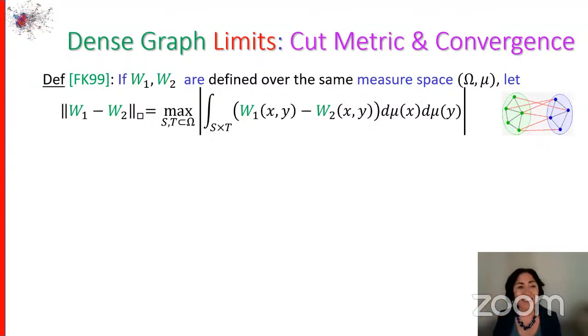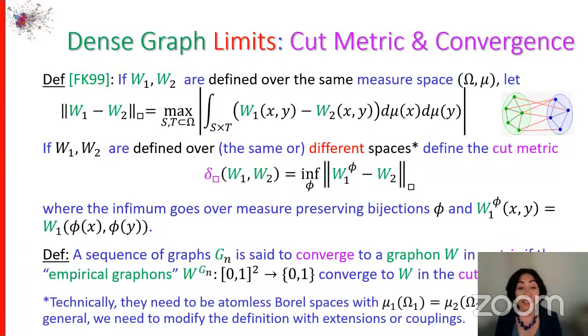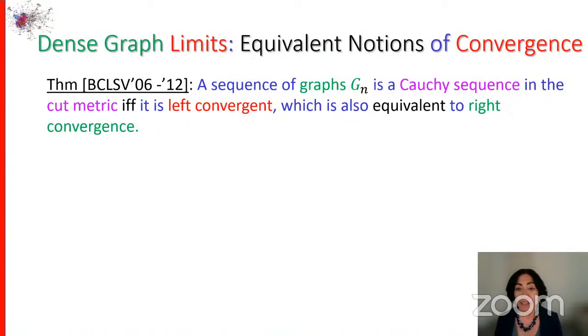Okay, so we all like metrics. So what I'm going to do here is define a metric for dense graphs. If W1 and W2 are defined over the same measure space, I'm going to look at the difference between W1 and W2 and think about taking the max cut in all ways that I can, breaking bonds between a subset S and its complement. And if W1 and W2 are defined on different spaces, we say that the cut metric is the inf over all measure-preserving bijections of this. And we say a sequence of graphs converges to a graphon in the cut metric if its empirical graphons converge.